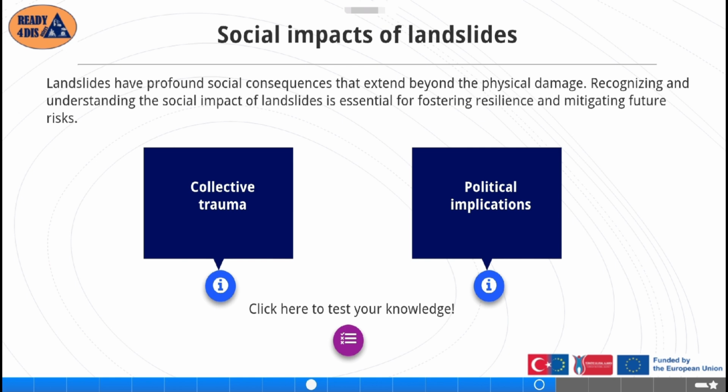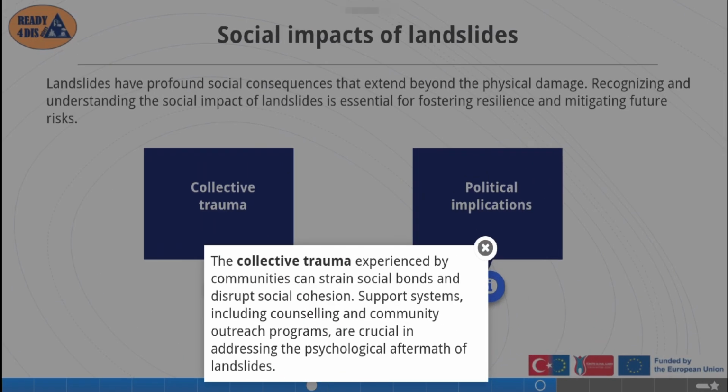Social impacts of landslides. Landslides do not only cause physical damage, they also leave deep marks on the social fabric of communities. The collective trauma experienced by a community can weaken social bonds and disrupt social cohesion. For this reason, psychosocial support, counseling services, and community-based solidarity programs are of vital importance. The social impacts of landslides can also lead to political consequences. Risk management policies, land use decisions, and disaster preparedness processes may be reshaped under public pressure and social expectations.